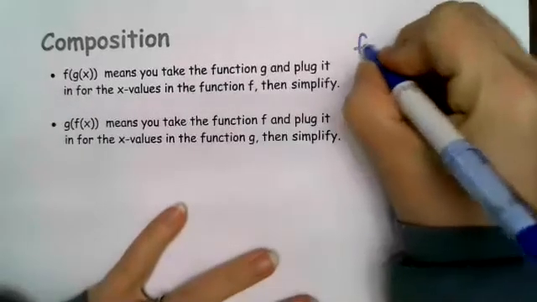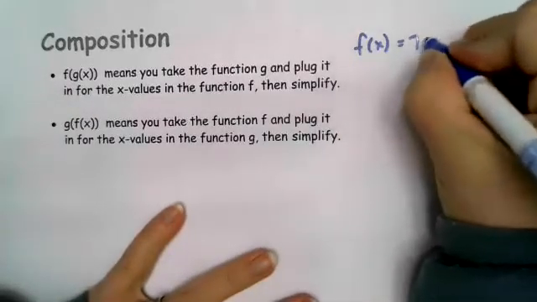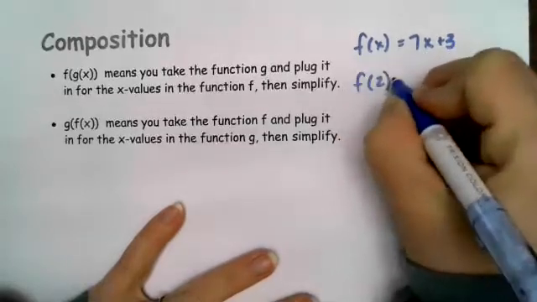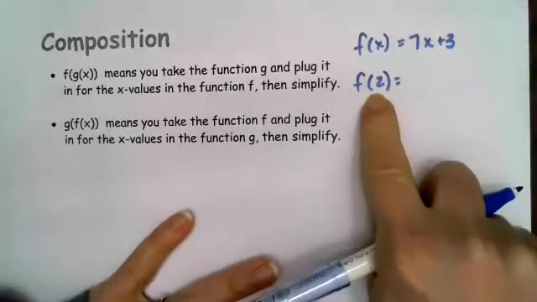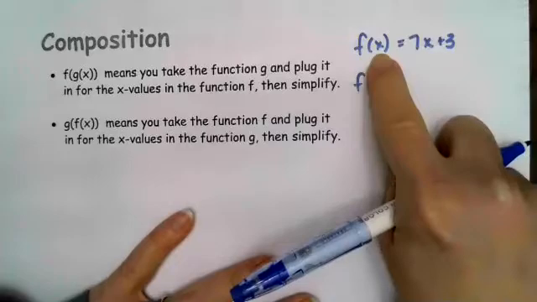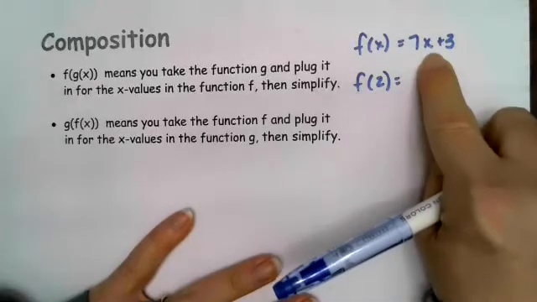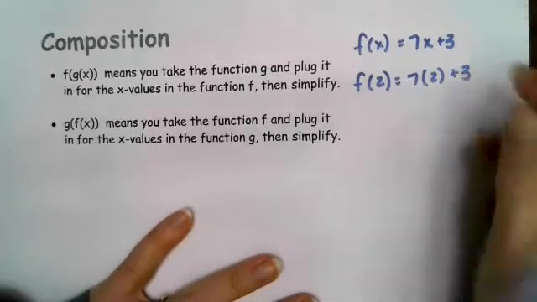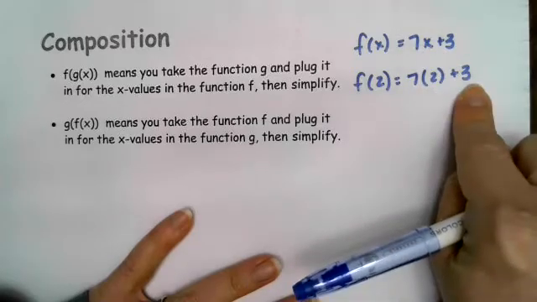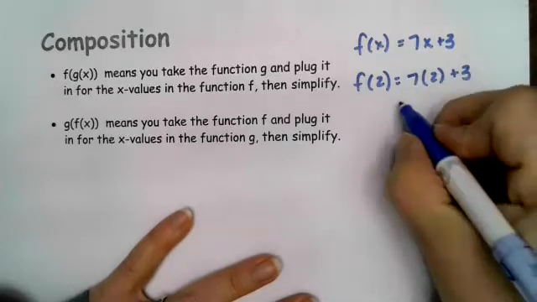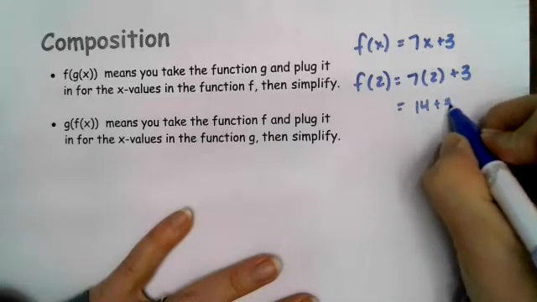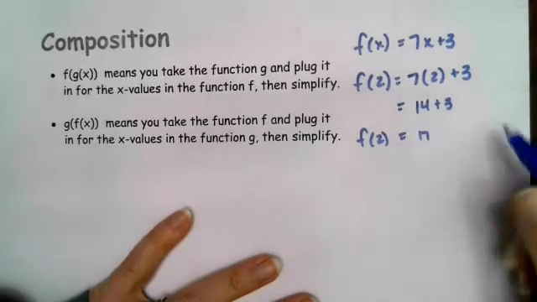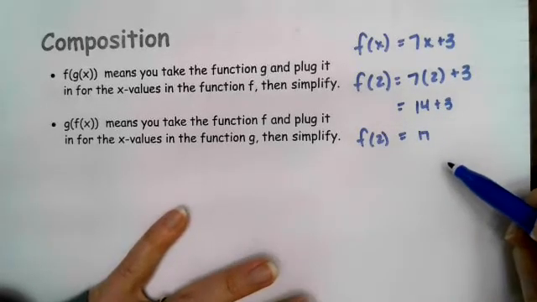Maybe I tell you that f of x is equal to 7x plus 3, and I ask you to find f of 2. So f of 2 says to take the x out and plug a 2 in. So I'm going to take this x out and put a 2 in. Now, order of operations, I need to multiply before I add. This is 14 plus 3. So f of 2 is 17. This is all we're doing.